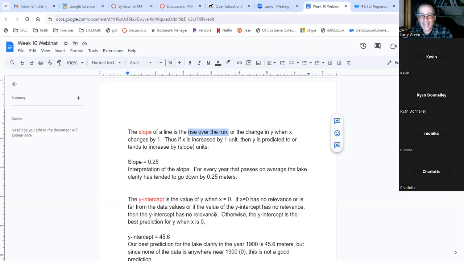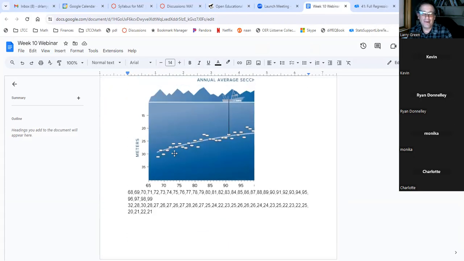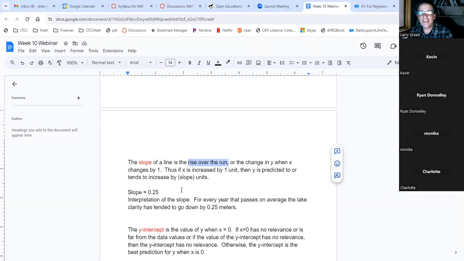So now the rise is how much y changes. And y, in our example, was our depth of clarity, our meters. The run is how much x changes. And in this case, x was the date or the year. So the bottom, we always let be 1. So that means the year changes by 1. So here's how we can interpret it. For every year that passes, on average, okay, the lake clarity has tended to go down by 0.25 meters.